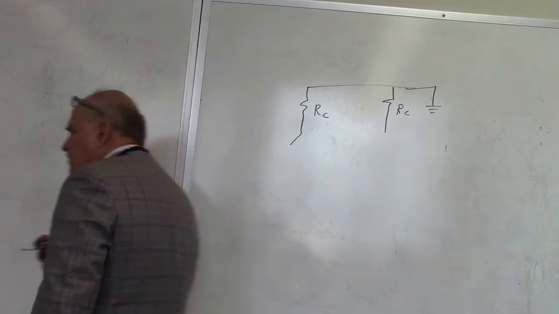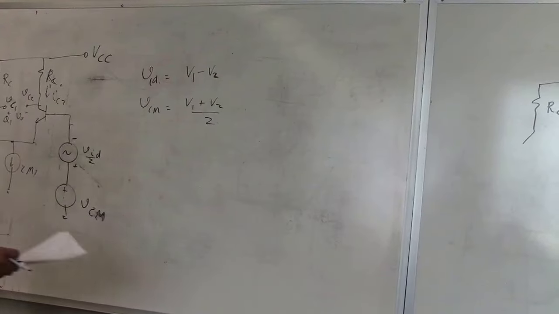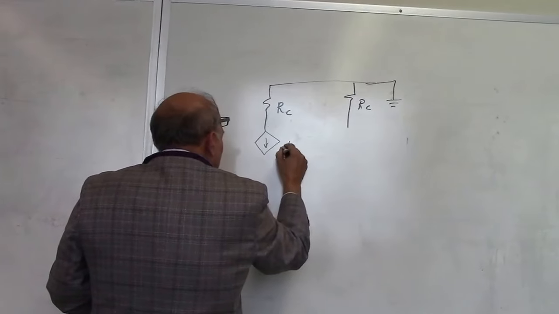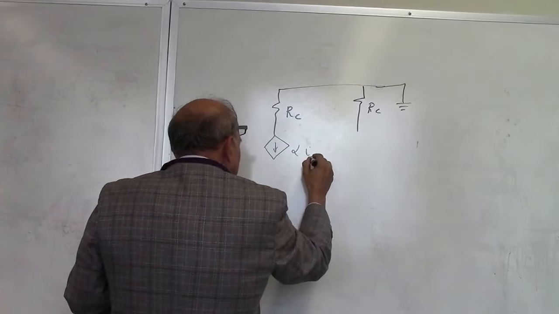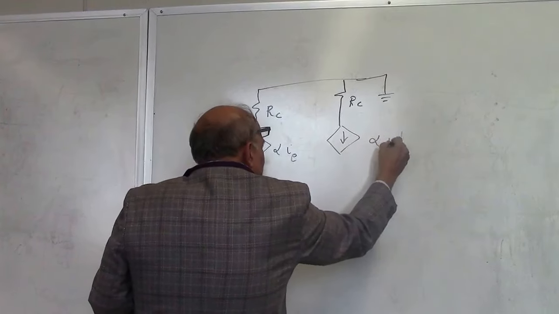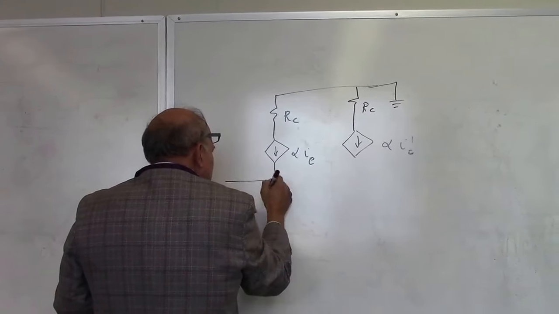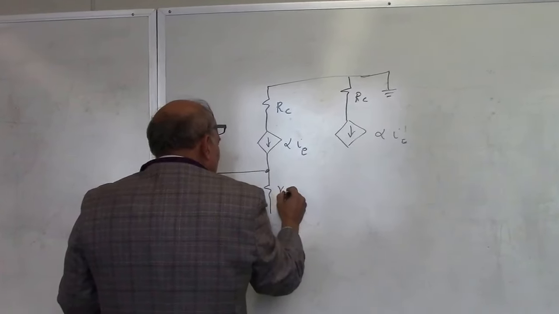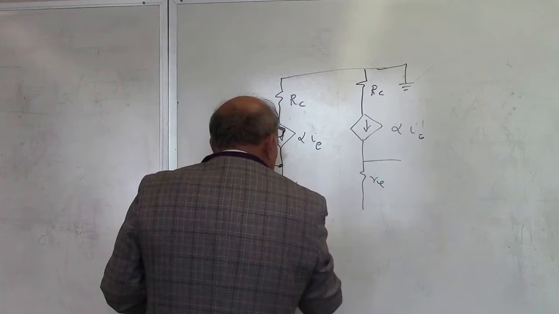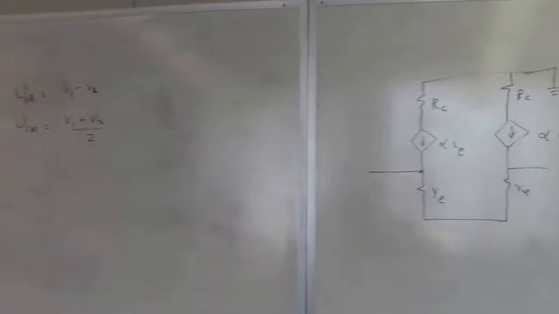What equivalent circuit do I use here? I'm not sure whether you came across this circuit or not, but I'm sure you did. This is alpha times IE, alpha times IE. This is the base. This is RE, which is, well, we'll write its value in a minute. This is RE, they're connected together. What about this ideal current source? What's its small signal equivalent?